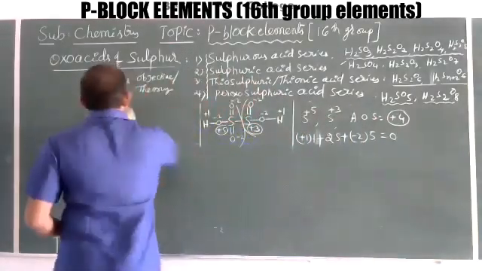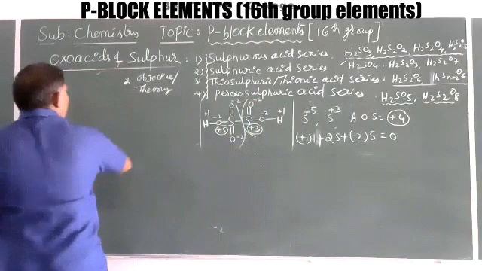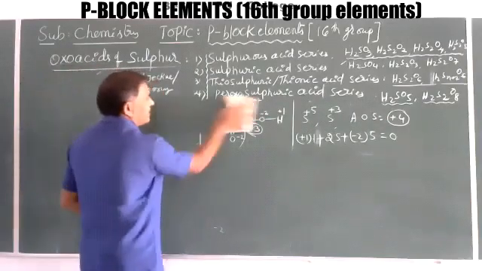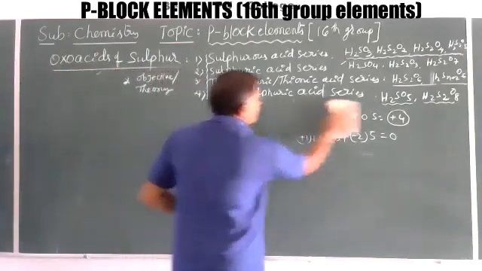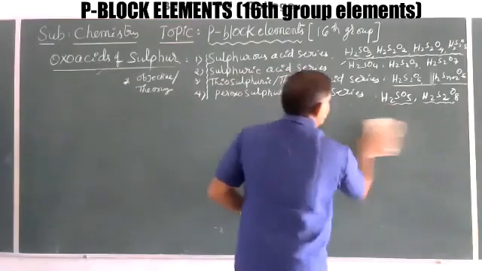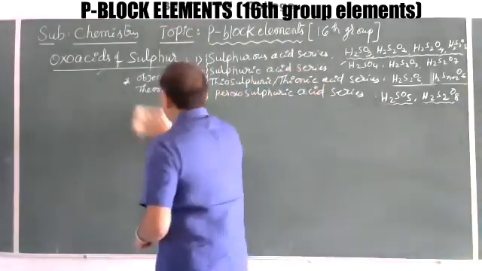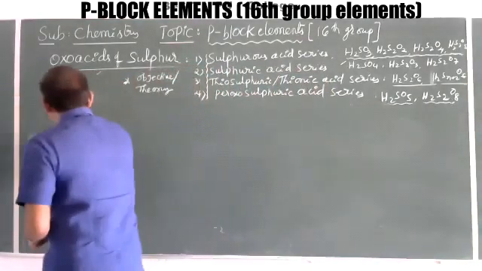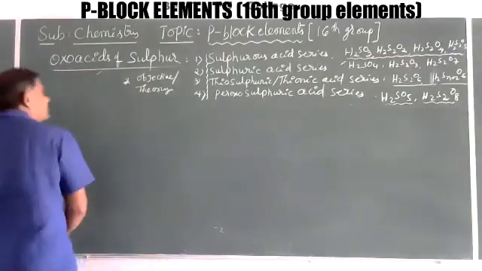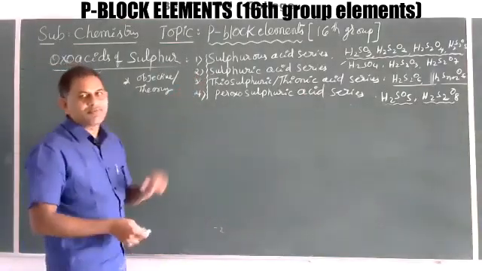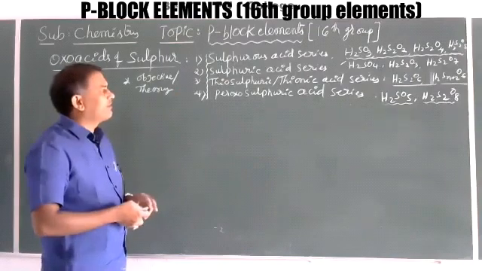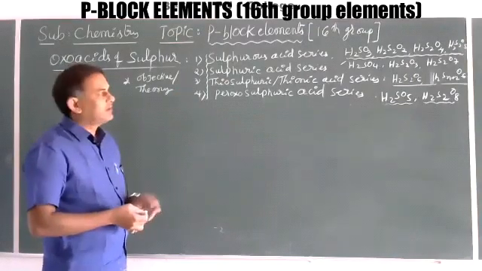Please note down all these, because in our textbook all these structures are not given. I am giving all these structures, very very important structures. One series combination is completed, oxoacids of sulfur, that is the sulfurous acid series. Next one is the sulfuric acid series.